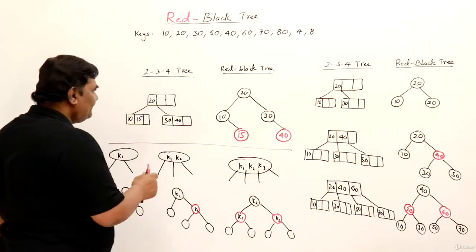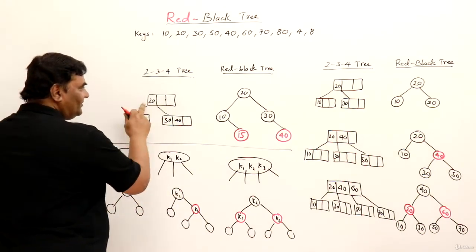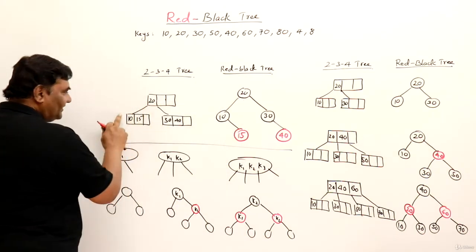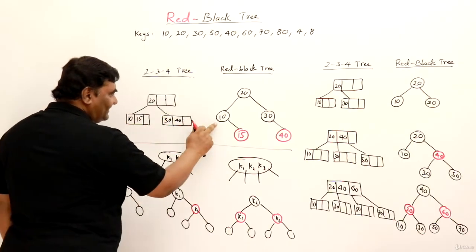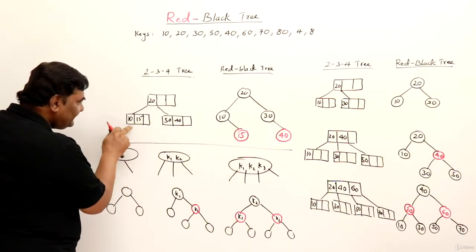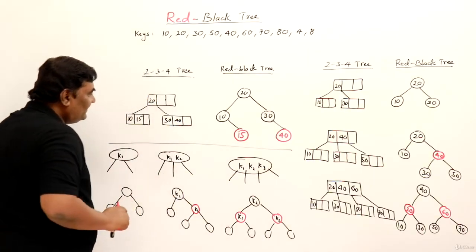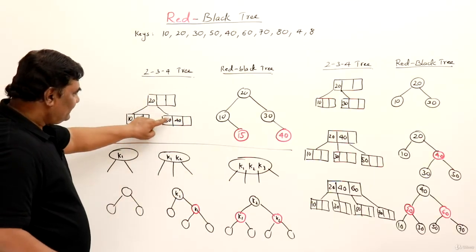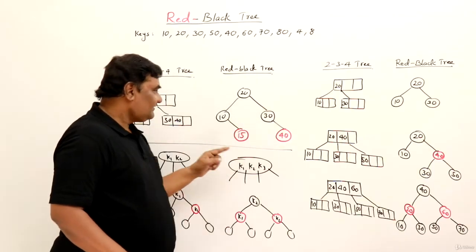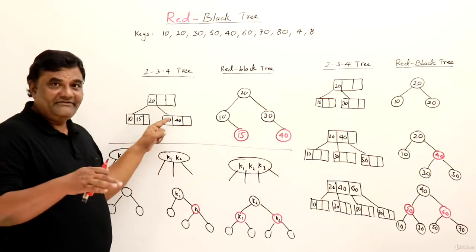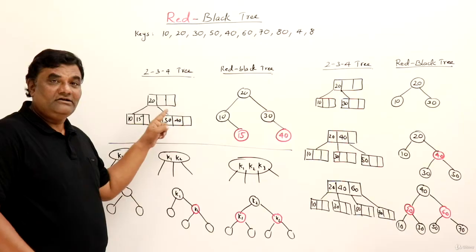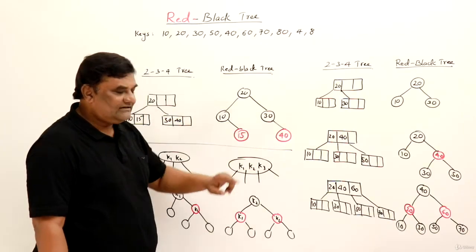Then I have one more example here. See, this is one node, black color 10. 15 is also there inside the same node, so that is a red color node on the right side of 10. Then one more node, 30, 40. 30 is black color. 40 should be red because it's not having its own separate node. It's along with 30. So that's why it is red color.